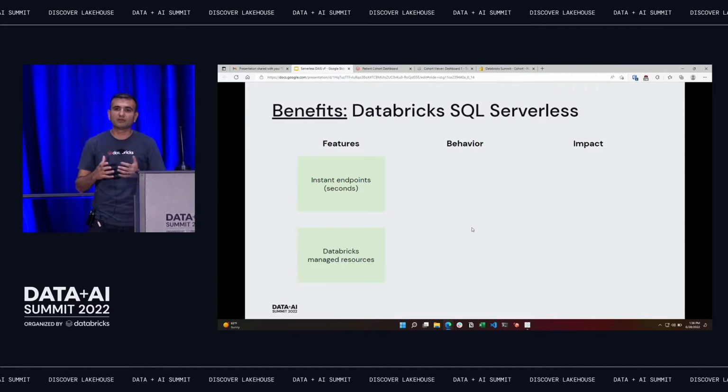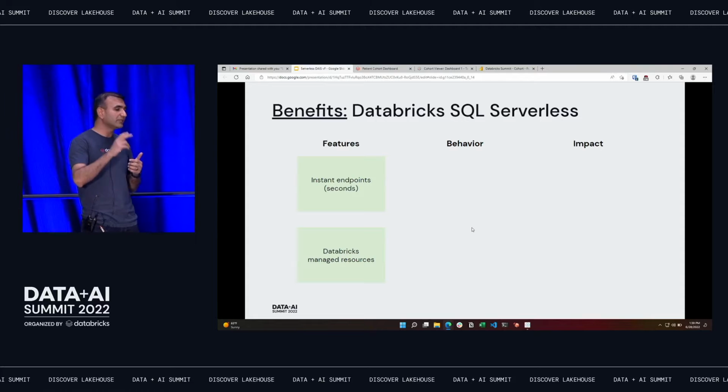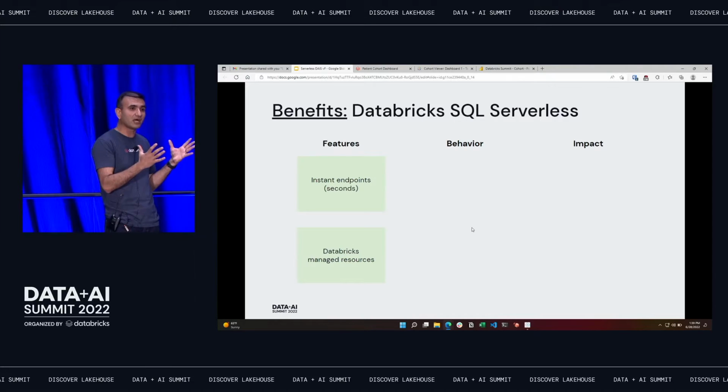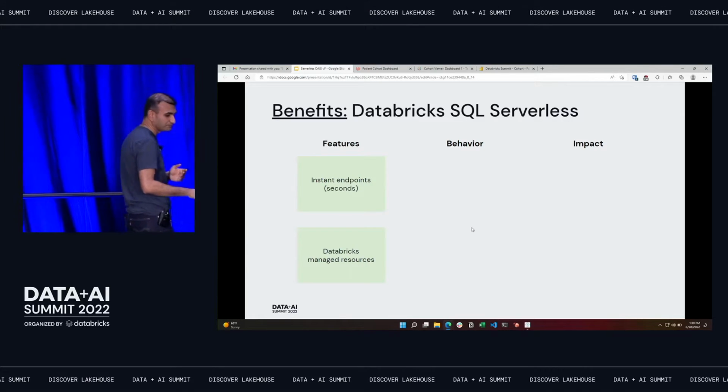This is where we are solving these problems with the serverless platform. There are 2 key benefits here, or there are 2 key features. The first one is this environment starts instantly. It can start, scale up, scale down within seconds. Not just that, this provides a completely managed environment to our customers.